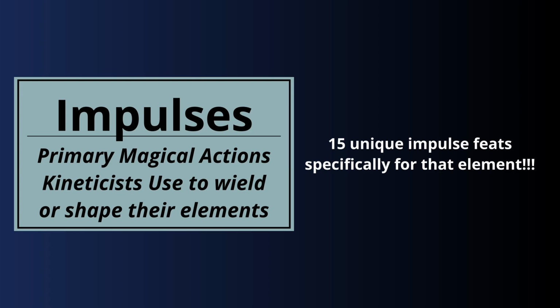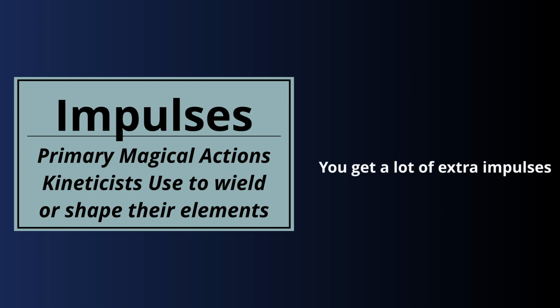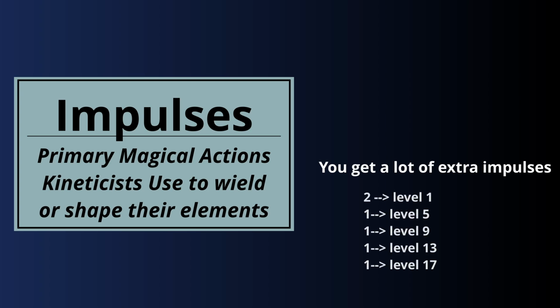Each element has 15 unique impulse feats specifically for that element, so you have a lot of options for each element. Impulses are flavorful too, and they're pretty powerful. Pretty powerful, I know, they're pretty good. And you can use them over and over. There's no spell slots. Also, you get a lot of them. You get extra impulse feats in addition to your normal class feats, 2 at first level, and another at level 5, 9, 13, and 17. That is 6 bonus impulse feats.